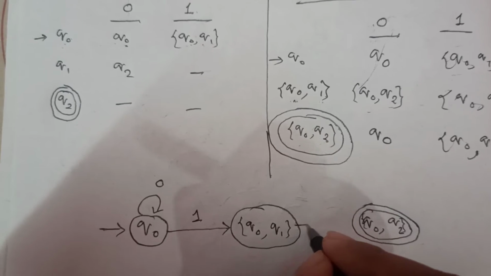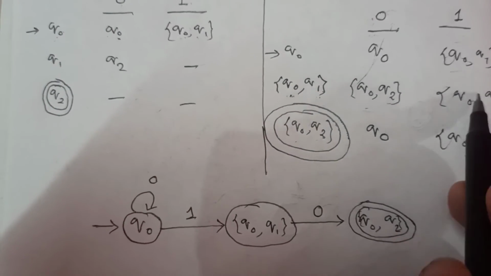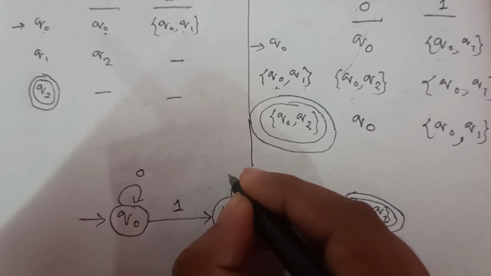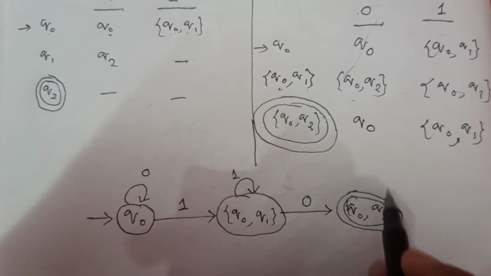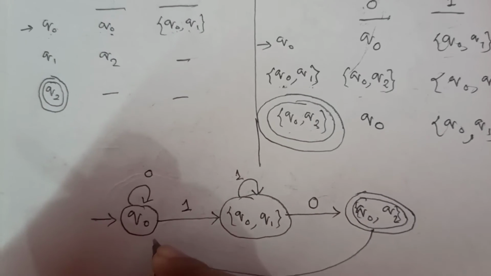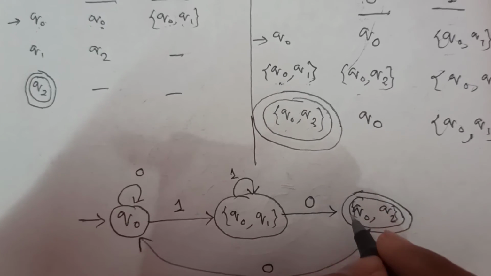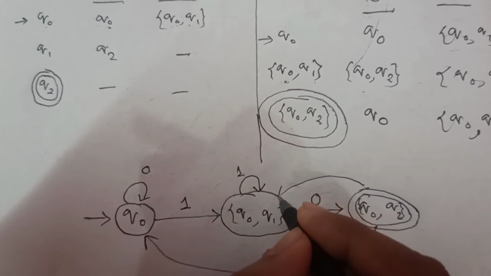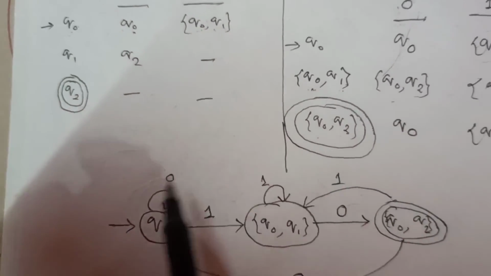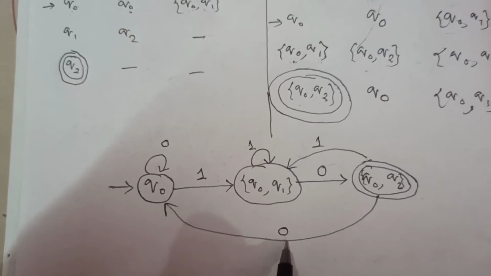So now it will go to Q0 Q2 for input 0, and for input 1 it remains in itself. So there will be a self loop for input 1. And what are the transitions from here? It goes to Q0 for input 0. Okay, for input 0 it will go to Q0, and for input 1 it will just go to Q0 Q1. So this is the DFA transition, or the DFA conversion. So if we convert this NFA to a DFA, it will look like this.